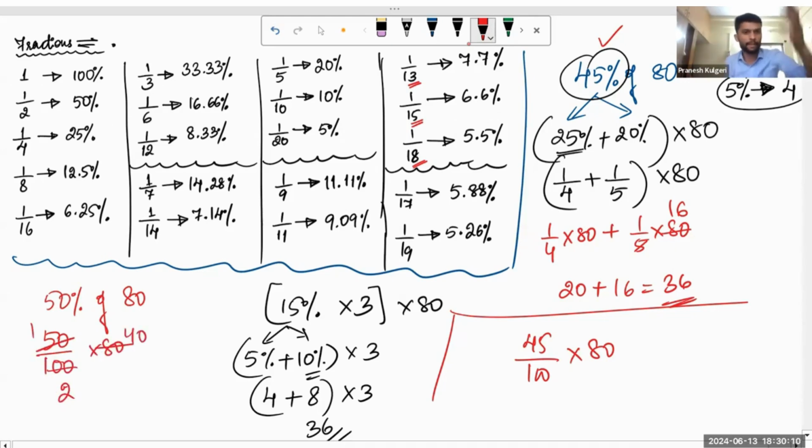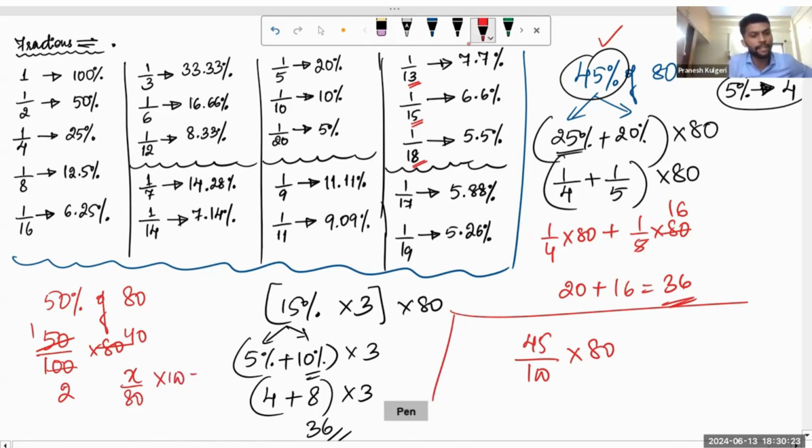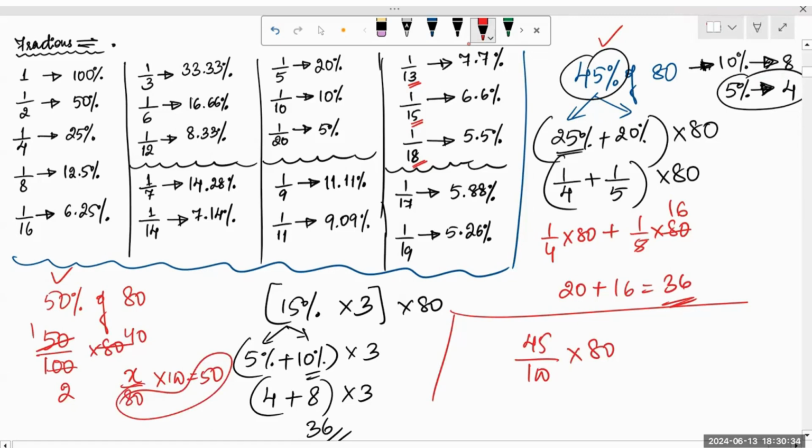You can do it that way too, try what you just told right now. X by 80 multiplied by 100 is equal to 50. I mean, in this case it is 50, right? So equal to half. Again, it is the same thing, na? 80 into 50 by 100. Correct? You understood? Yes, sir. You can do it that way. No problem. Okay.